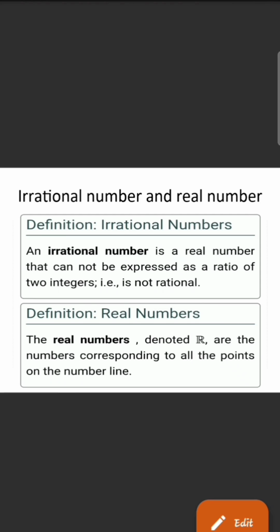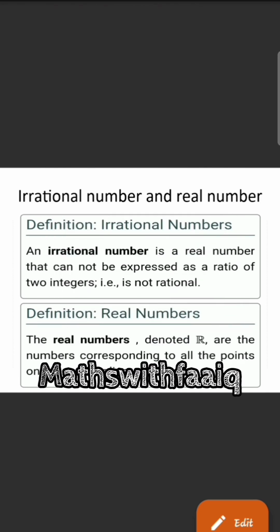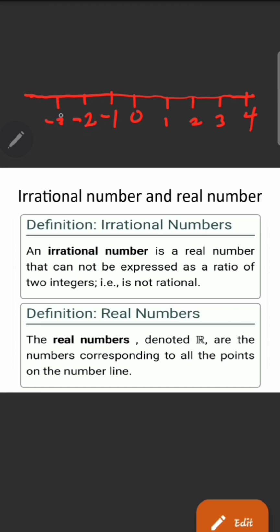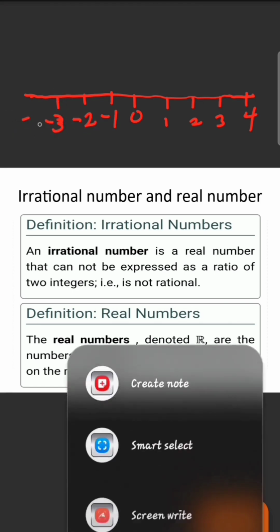Real numbers, in essence, are all the numbers that are on the number line. I believe you all know the number line. This is the number line. When you have something like this, you see 0, 1, 2, 3, 4, and on the other side we have -1, -2, -3, and so on like that.